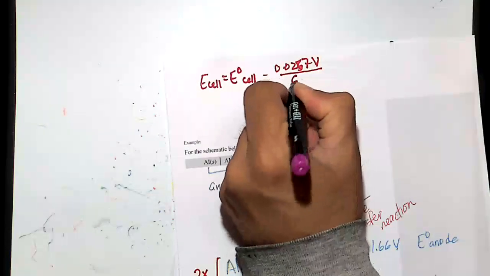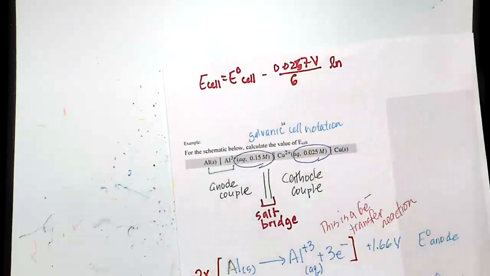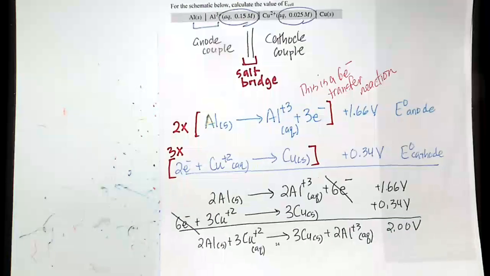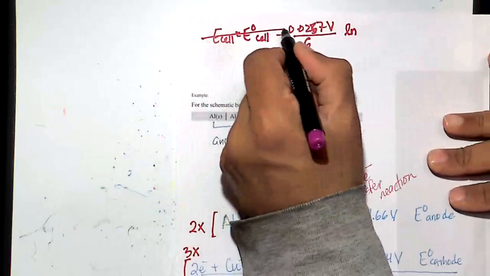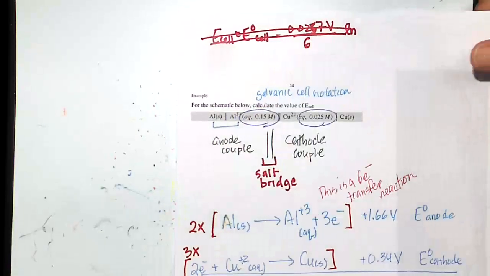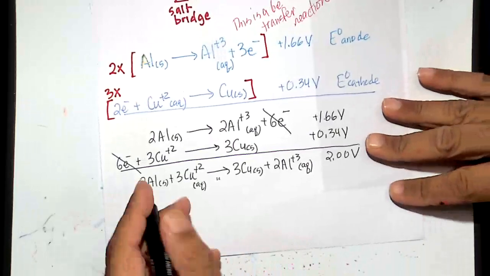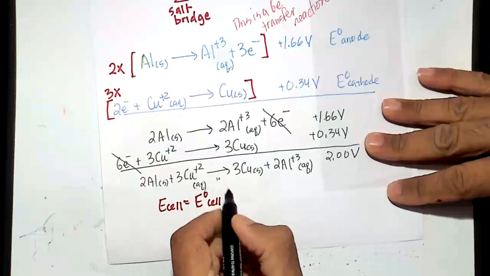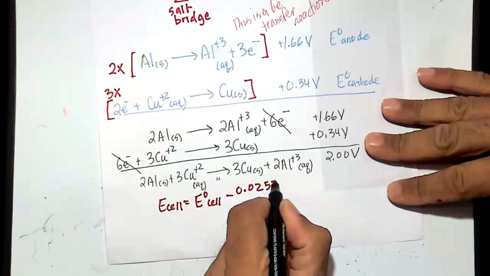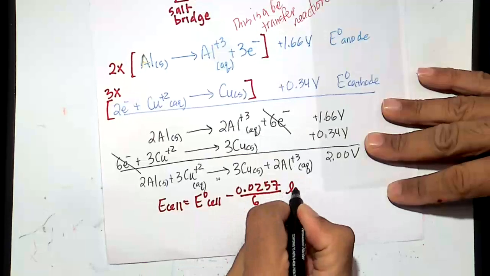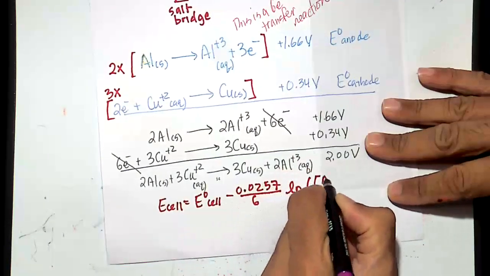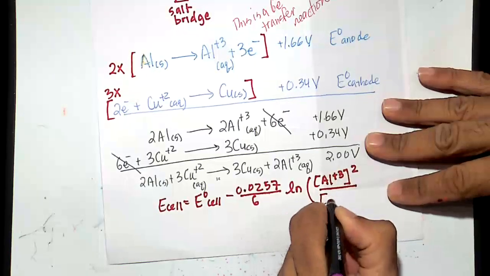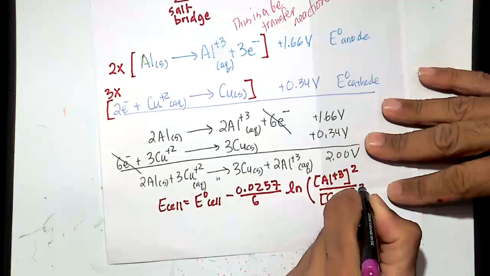Okay, what is n here? 6. Natural log of Al plus 3 squared. Okay, we need to square that. Actually, let me just do that at the top. I just don't want to confuse everyone. N is 6. Natural log of Q, products over reactants. Al plus 3, that gets the square, divided by Cu plus 2, that gets the cubed.